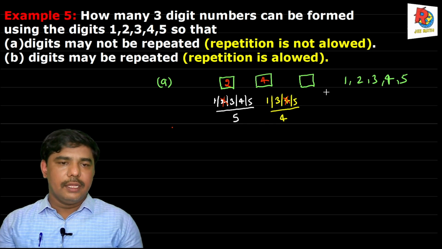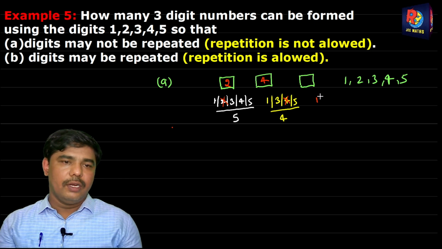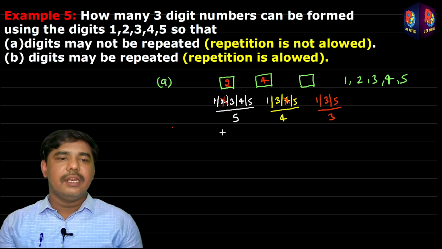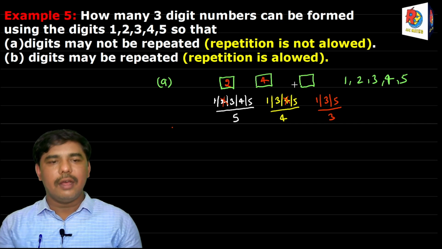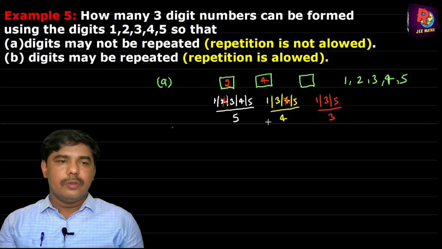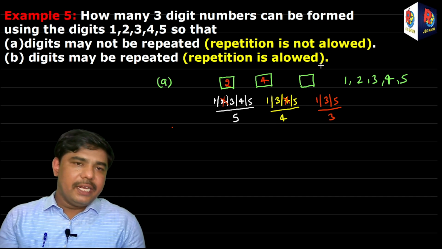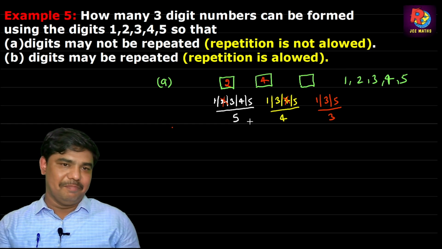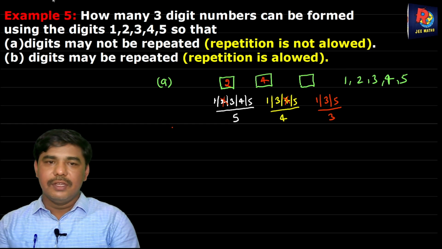Then if you want to fill up the last digit, how many choices are there? 1 or 3 or 5 only. So 3 ways we can fill up. The last digit is your choice, either 1, 3, or 5, you can take any number. So totally, when repetition is not allowed, how many ways can we form the 3-digit number? That is the question.